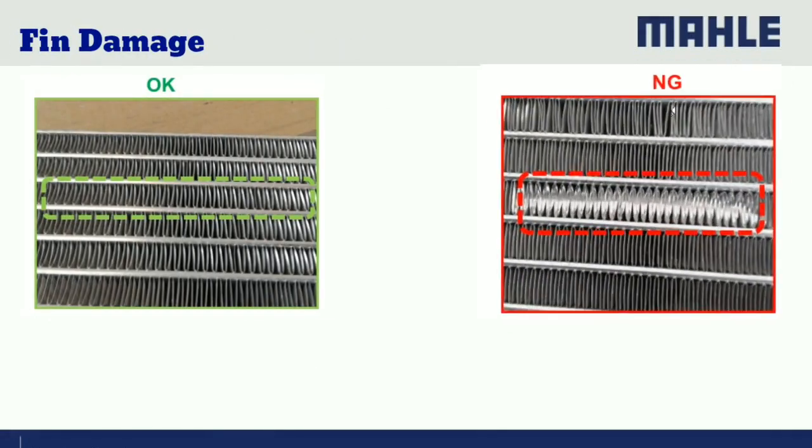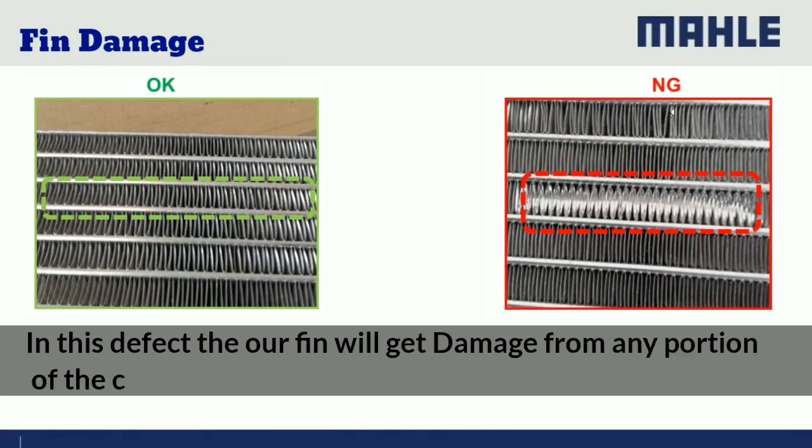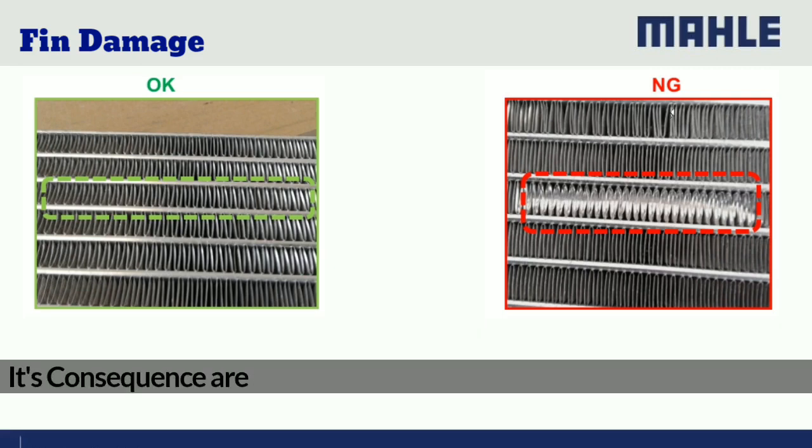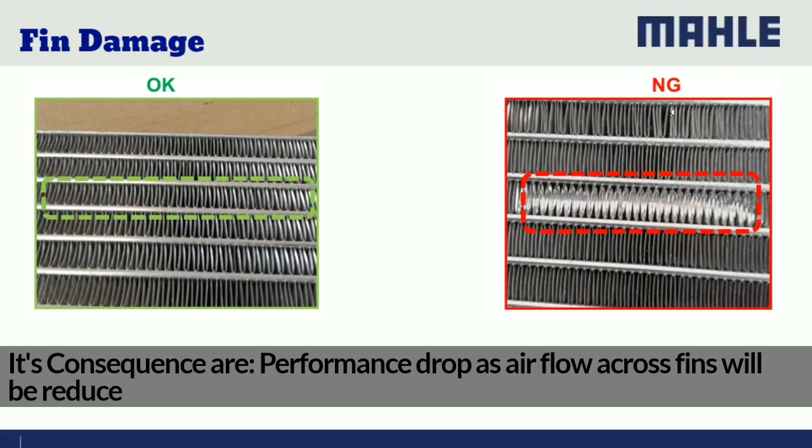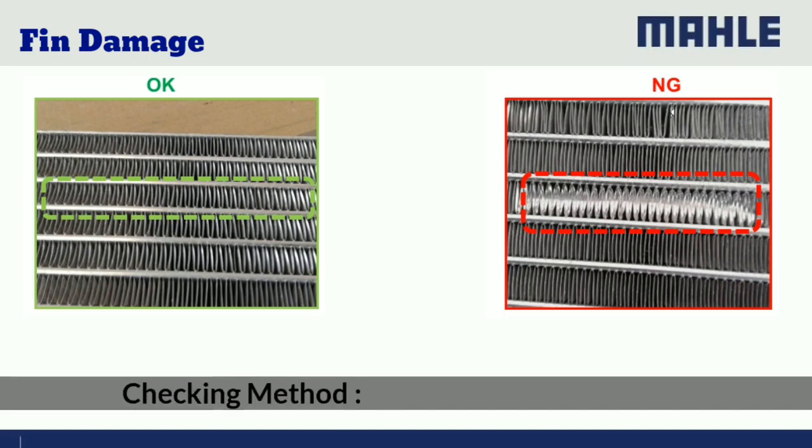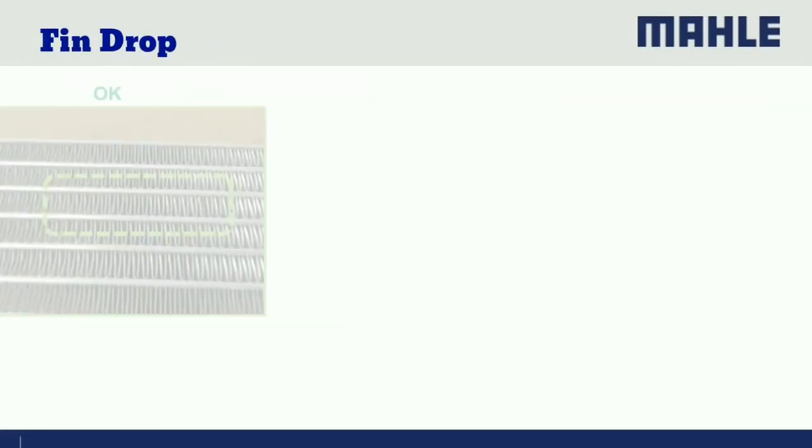Next is fin damage. In this defect, our fin gets damaged from any portion of the core, that is called fin damage. Its consequences are performance drop as airflow across the fin will be reduced, and its checking method is visual.